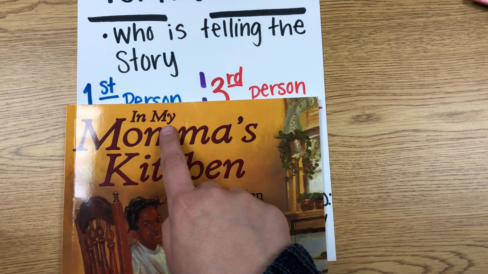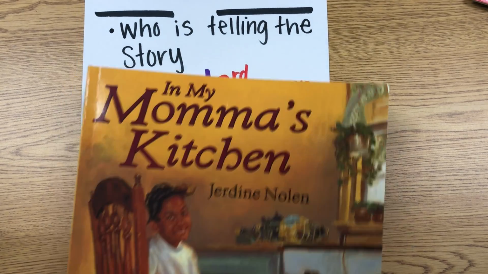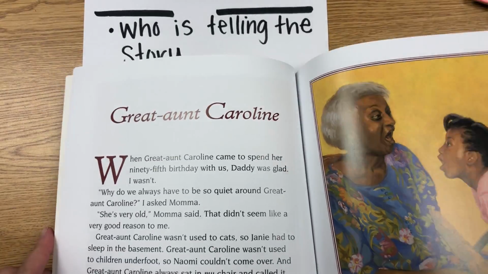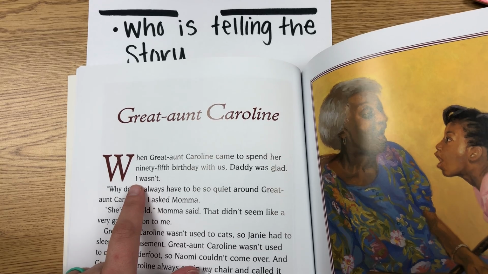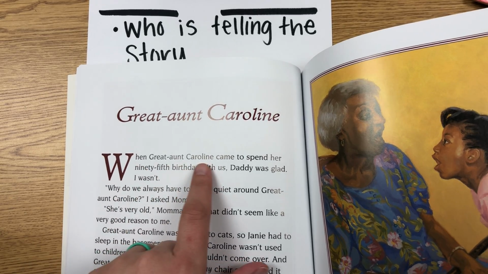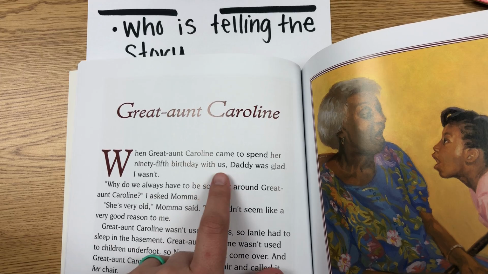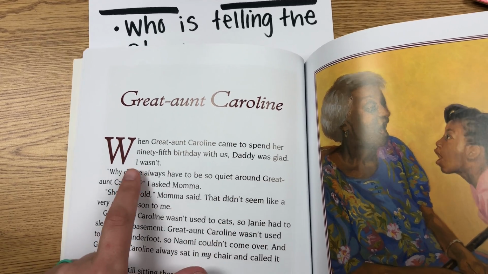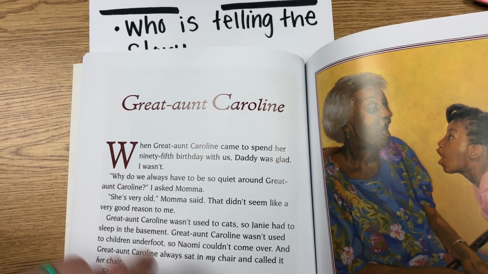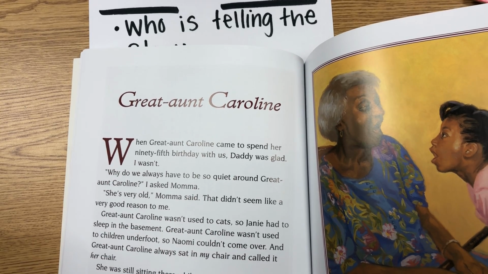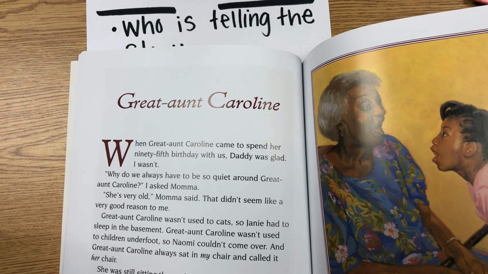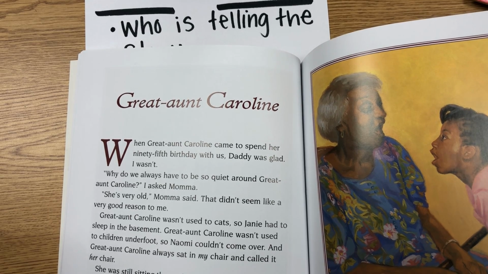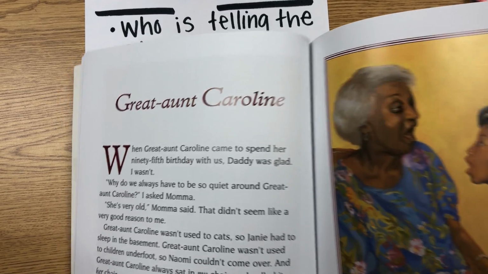Since they use the pronoun my, that means the character that's in the story is actually telling the story. I can open it quickly to any page and look, I see the word I. "When Great Aunt Caroline came to spend her 95th birthday with us," so this is a character in the story telling it, "Daddy was glad. I wasn't." So if the character is actually in the story, or you see I or us or we or my, that is first person. They are the person in the story.